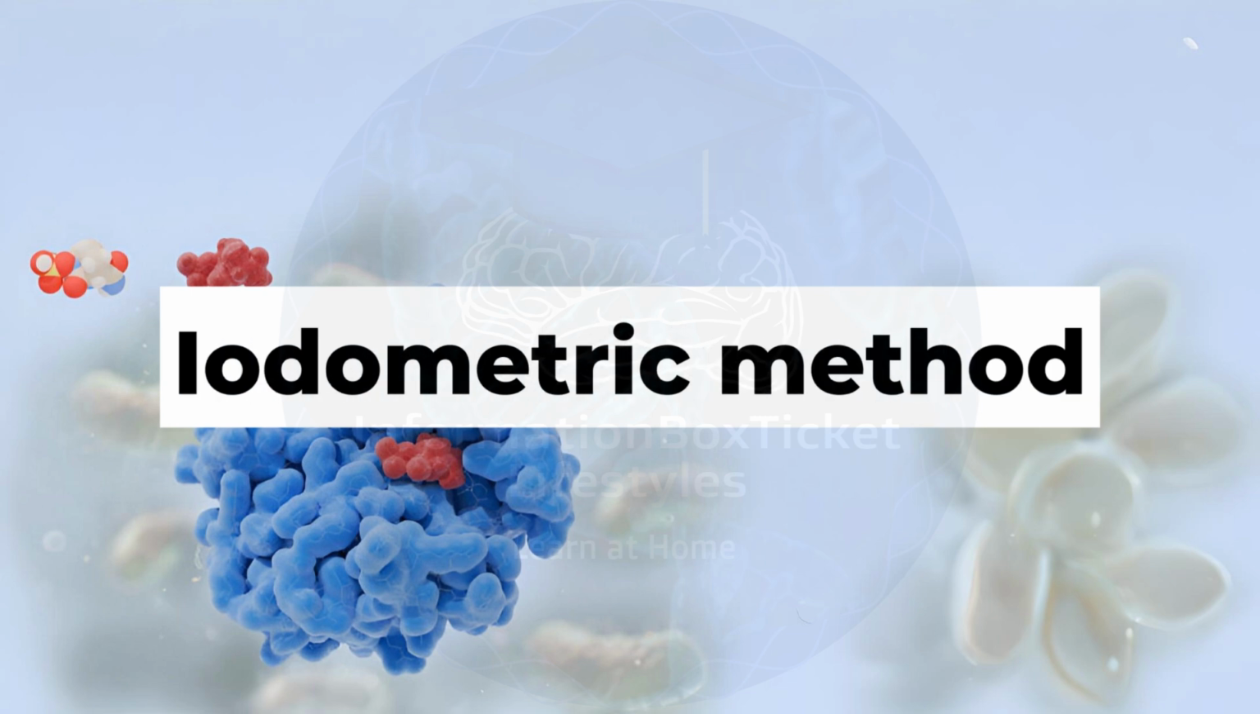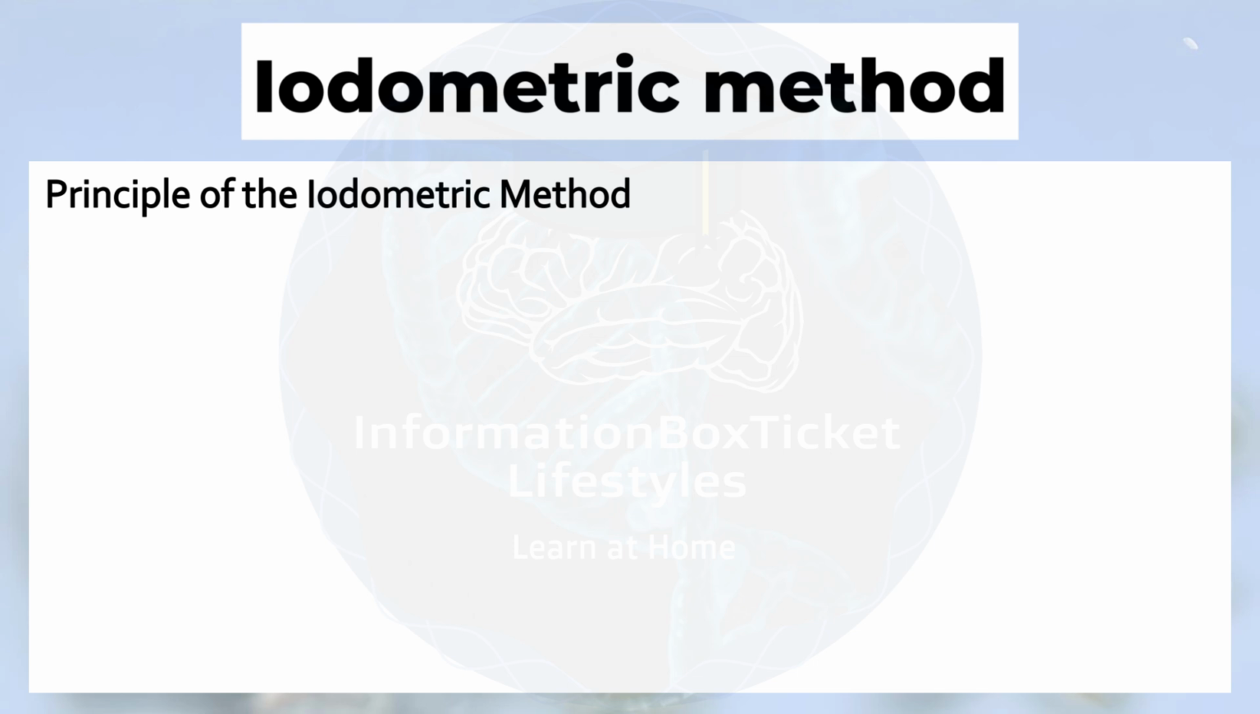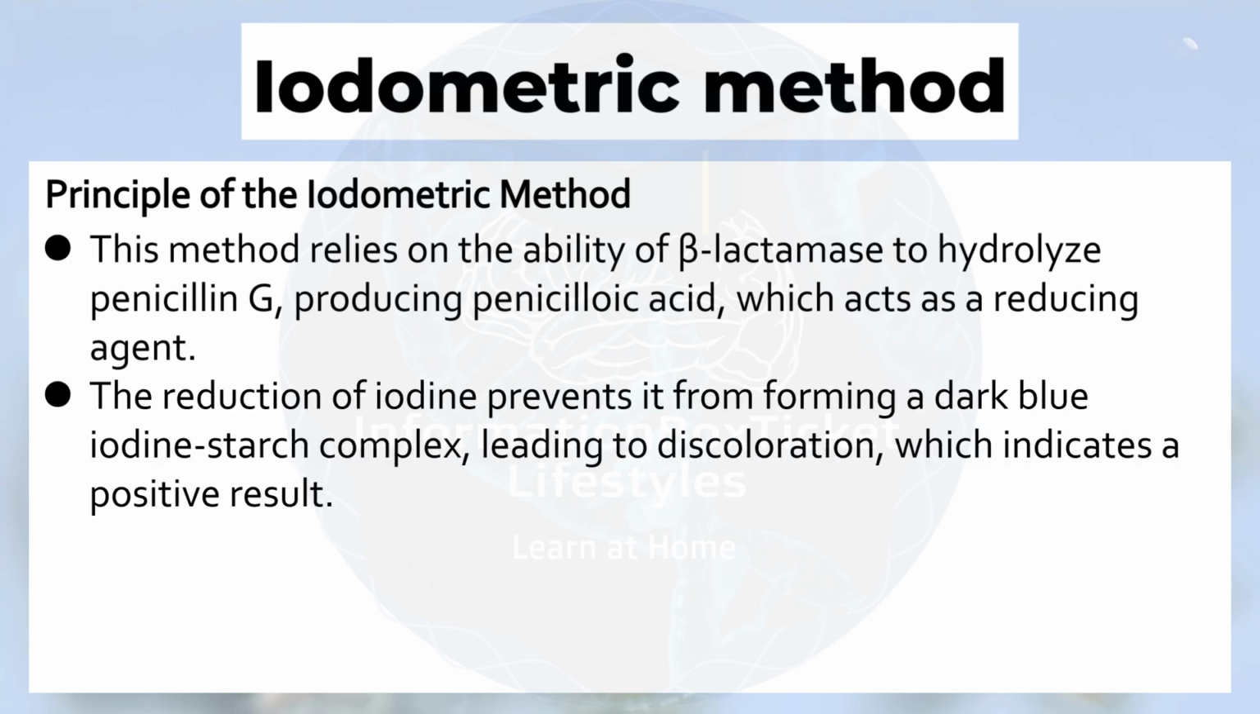Iodometric method of beta-lactamase test. Principle of the iodometric method. This method relies on the ability of beta-lactamase to hydrolyze penicillin G, producing penicilloic acid, which acts as a reducing agent. The reduction of iodine prevents it from forming a dark blue iodine-starch complex, leading to discoloration, which indicates a positive result.